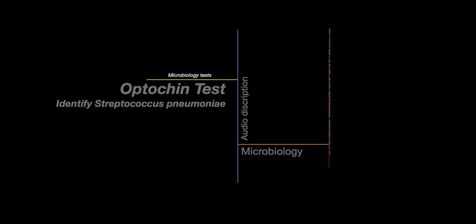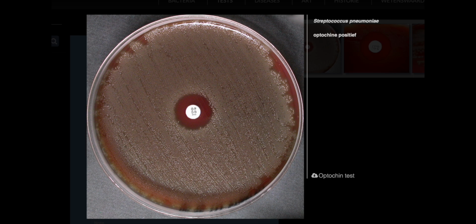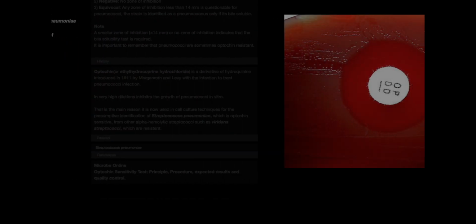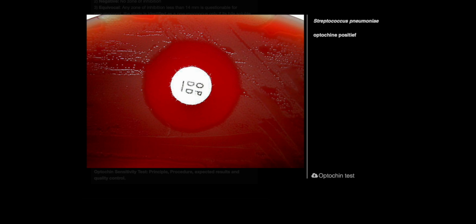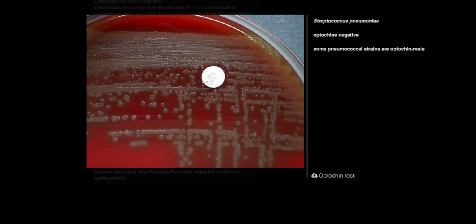Learn about the Optochin test, a key method used in microbiology labs to identify Streptococcus pneumoniae. Optochin general information. The Optochin test is used to presumptively identify Streptococcus pneumoniae, a bacteria that causes various infections like pneumonia and meningitis. This test relies on S. pneumoniae's sensitivity to Optochin, a chemical that inhibits its growth.